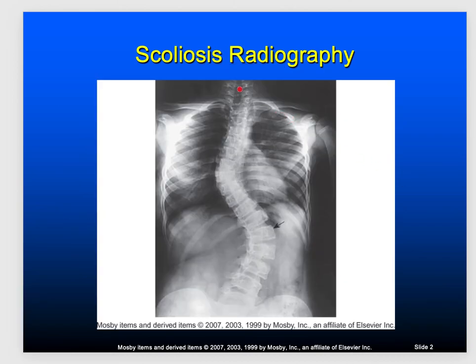So as you can see here, in this scoliosis image, we've got some scoliosis in the thoracic cavity, and that scoliosis in the thoracic cavity is also causing a little bit of bend within the lumbar cavity. So keep in mind as we go along here that this side is the convex side, and this side is the concave, okay?